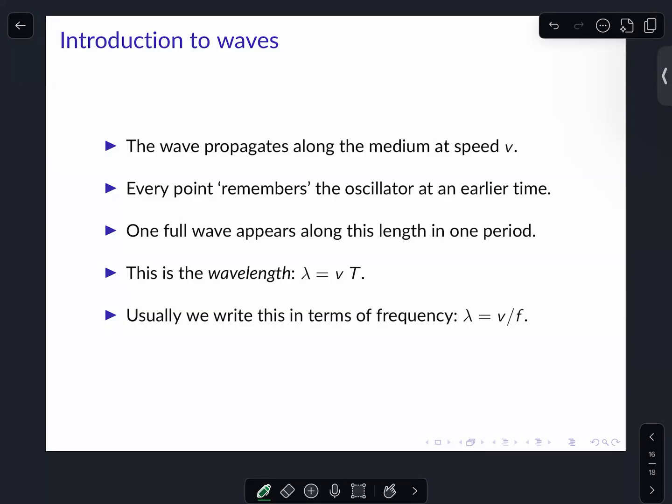Distance, wavelength, equals velocity, wave speed, times period, T. We usually shuffle that around. I point out that T is 1 over f, and write v over f instead of v times T, or perhaps the most common way to write this, multiplied by f: v equals lambda f, v equals f lambda.